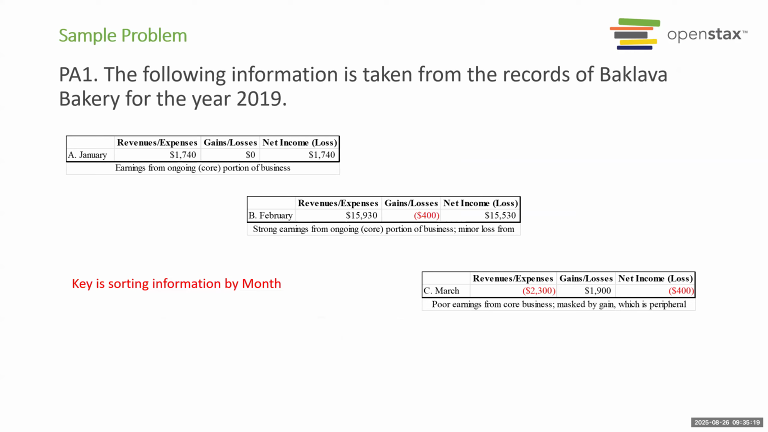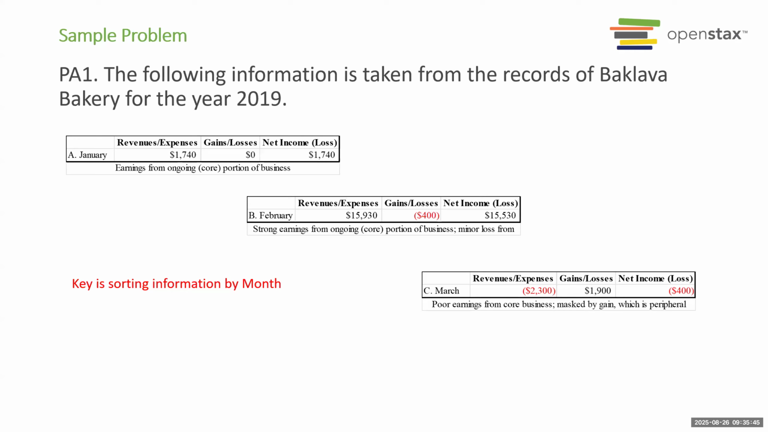So let's look at January. In January, we had total revenues less expenses of $1,740, and 0 gains or losses, which means a net income of $1,740. It says here as a comment, earnings from ongoing core portion of business. That means we're profitable for what we're in business to do.